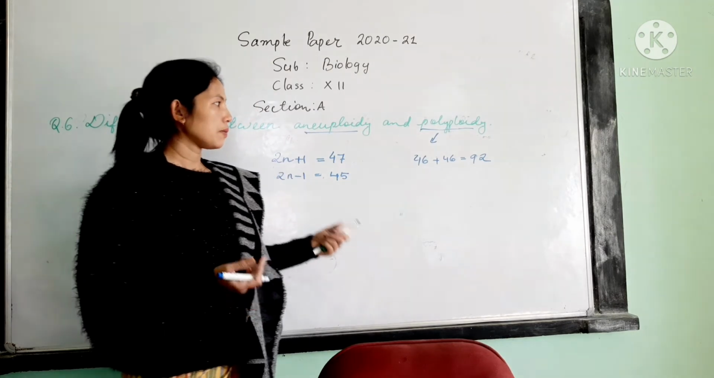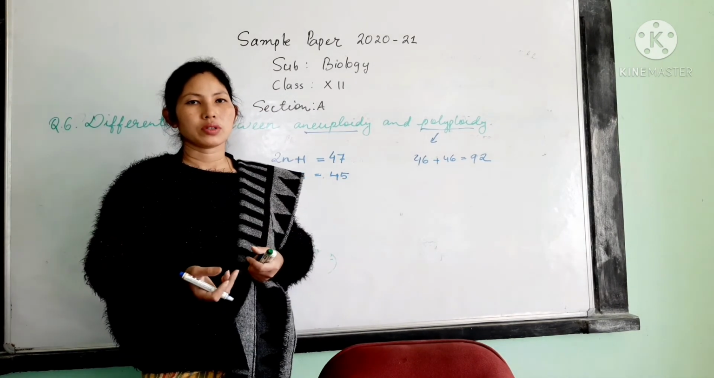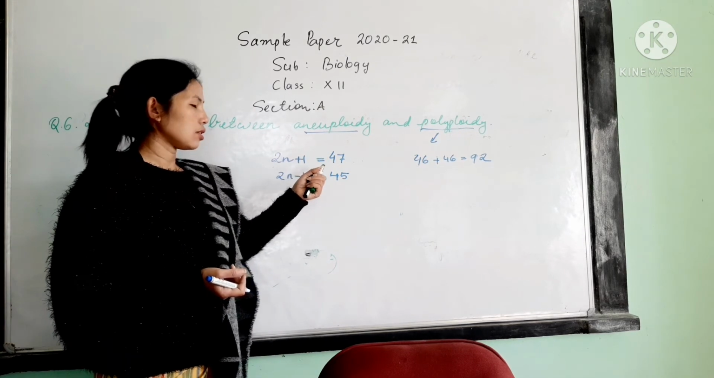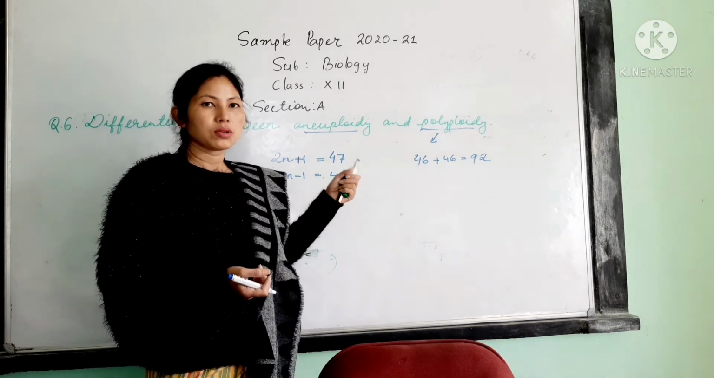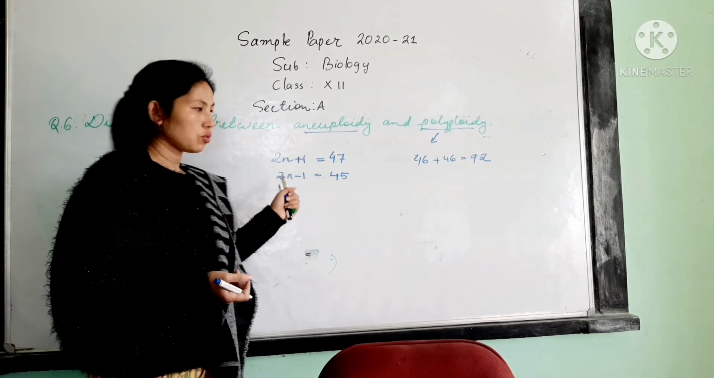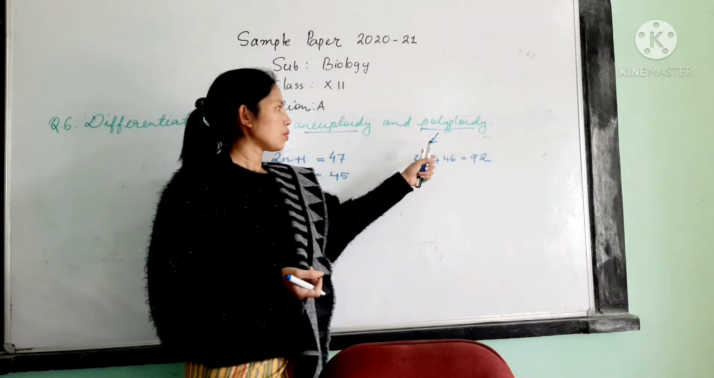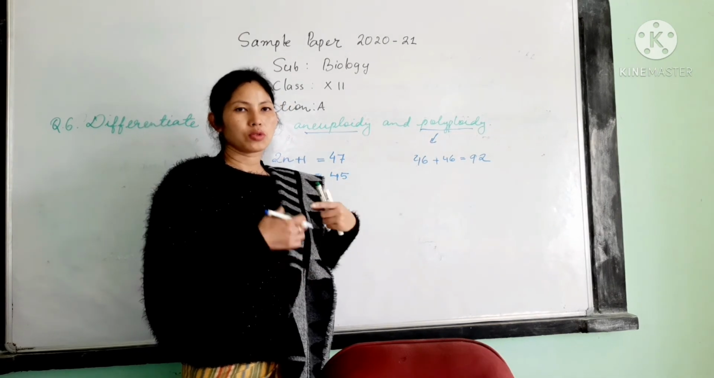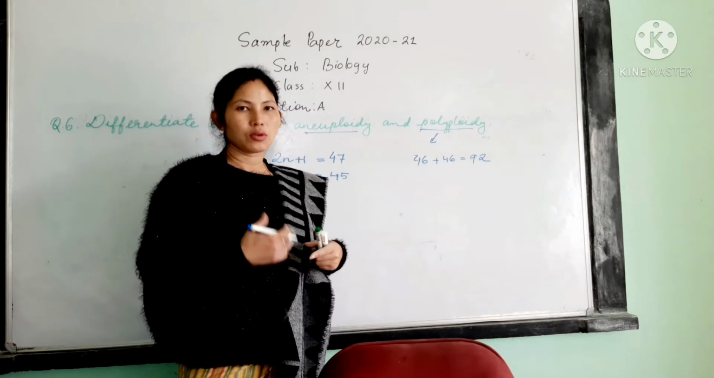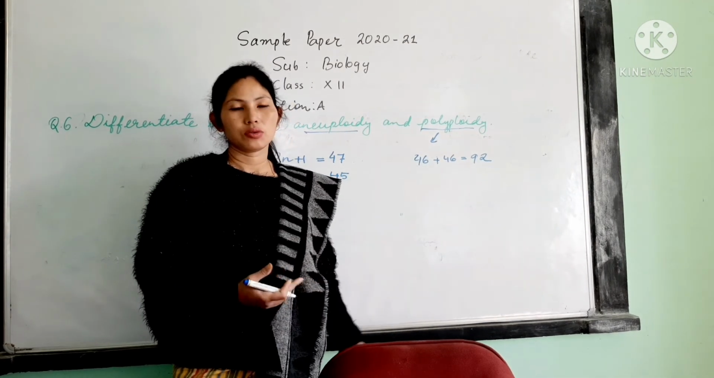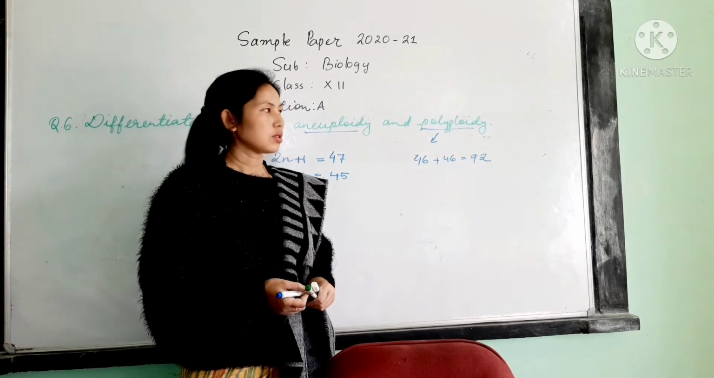Since this is a 1 mark question, you can explain it in one sentence. Aneuploidy is the change in the number of chromosomes, a single chromosome, either 2n plus 1 or 2n minus 1, whereas polyploidy results in the doubling of the chromosome number, from 46 to 92, due to the failure in cytokinesis.